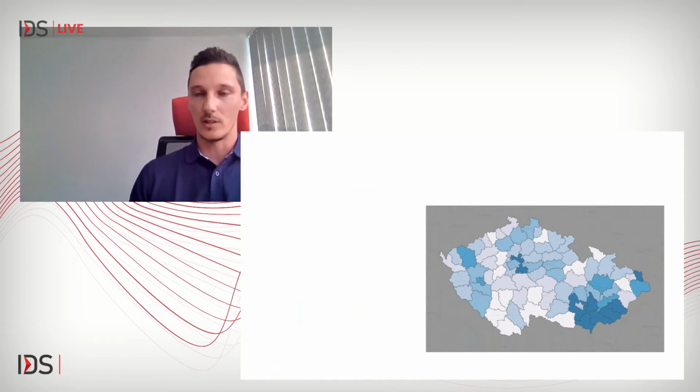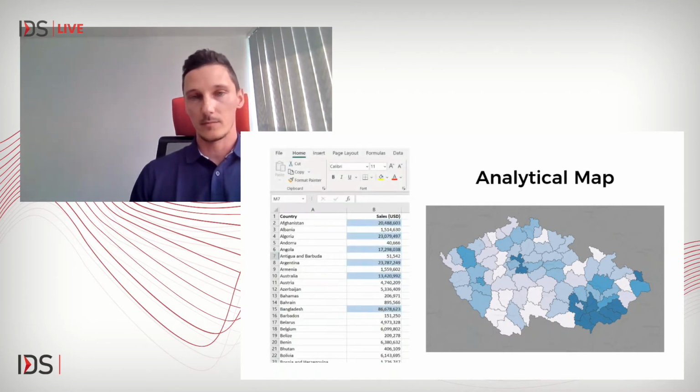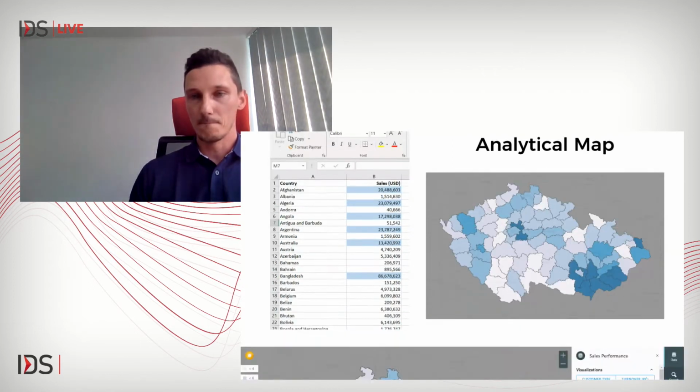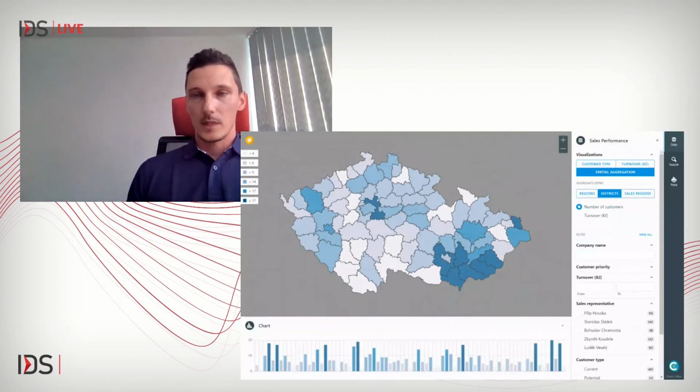So the key takeaway is to always choose a visualization type that reflects the nature of the data. In this case, if you have the address or the country in your data, it makes sense to visualize data in maps. Okay, so it makes sense to show data in analytical maps. You know the reason: because the spatial element is everywhere in your data.